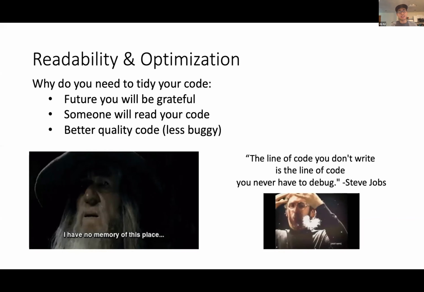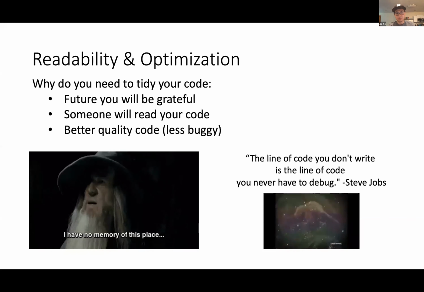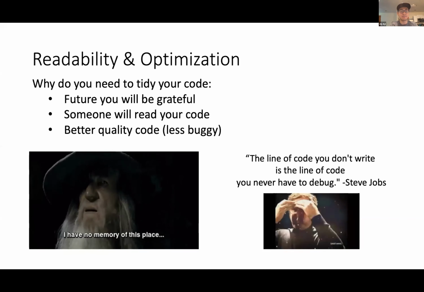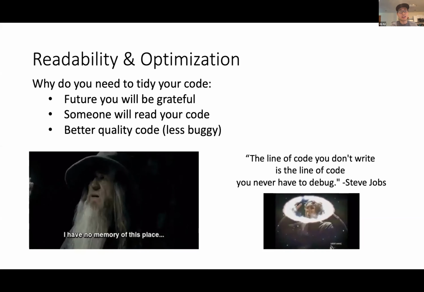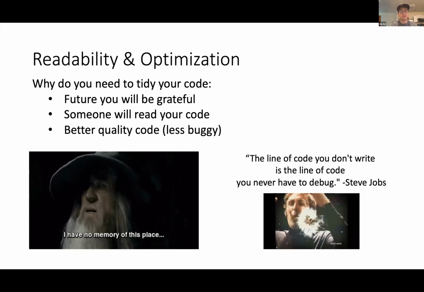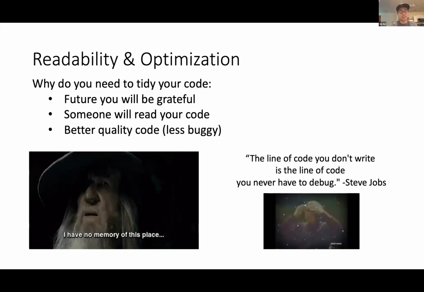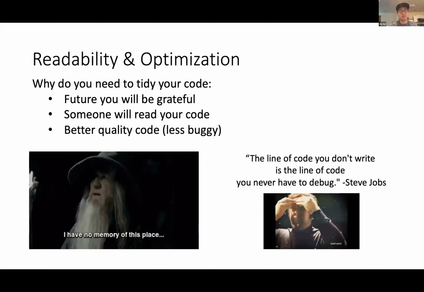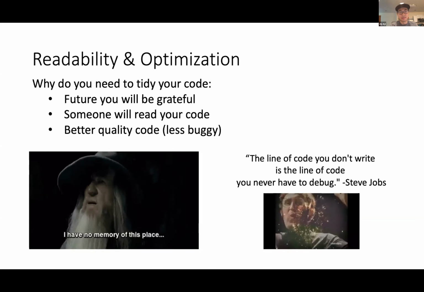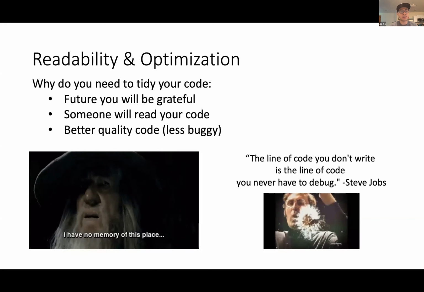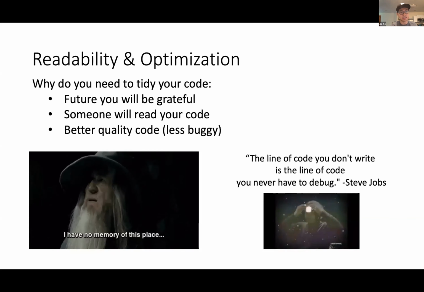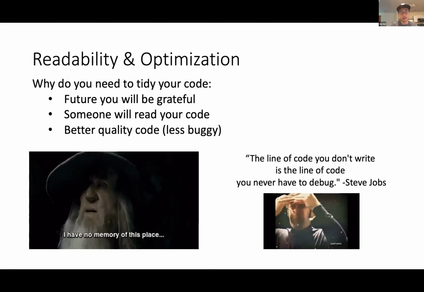The second reason is that someone will read your code. If you did a bad job, then you need someone's help, so you need to show them your code. If you did a good job, then someone will want to read your code as an example. So either way, someone will definitely read your code eventually. And the third one, you will write better quality code, and it's going to be less buggy and more accurate at the end of the day.